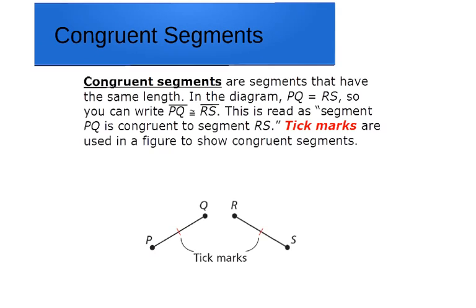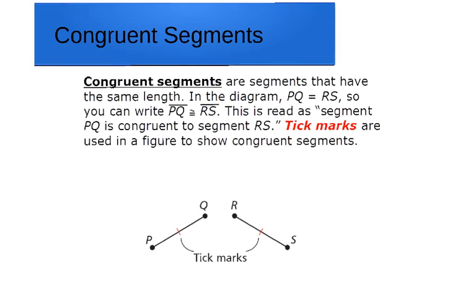A term called congruent segments are segments that have the same length. In this diagram that you see right here, PQ is equal to RS. So you can write that segment PQ is congruent to segment RS, and that's how it reads. These little tick marks are how you denote congruent segments: you look at the diagram and know that these segments are congruent to each other by looking at the tick marks and how many there are.